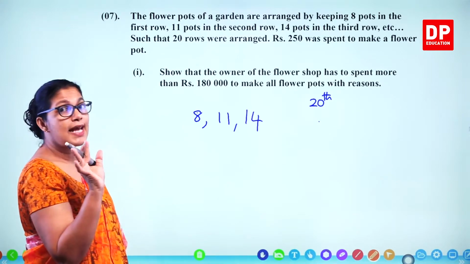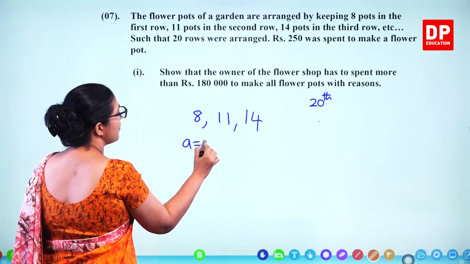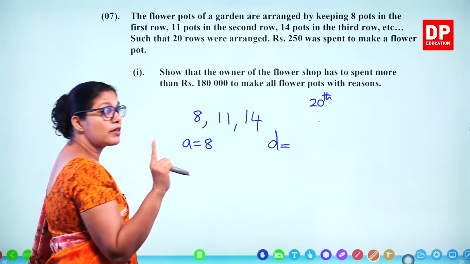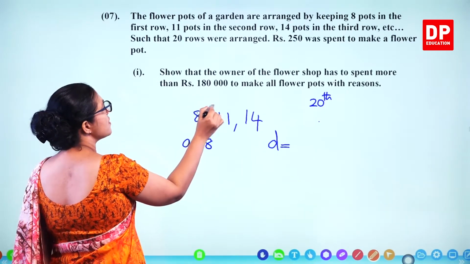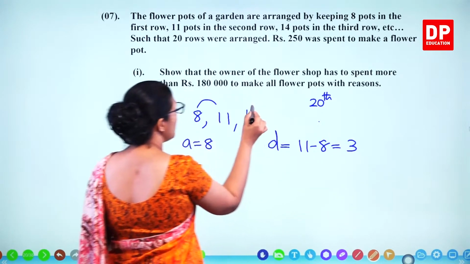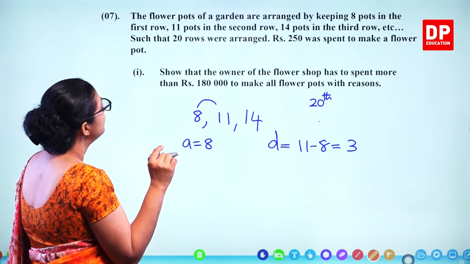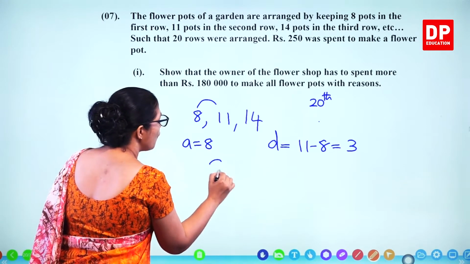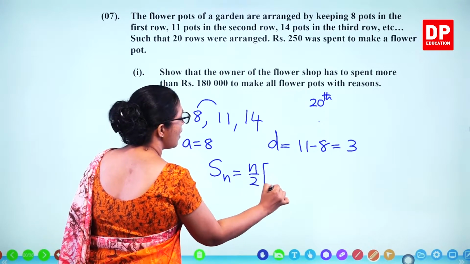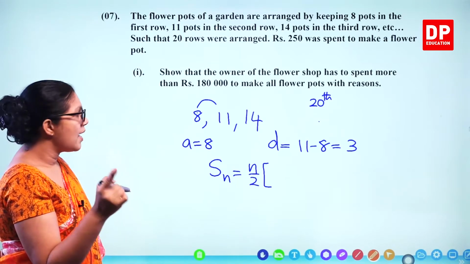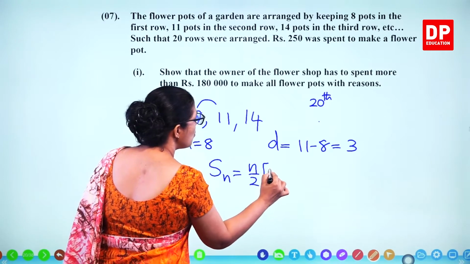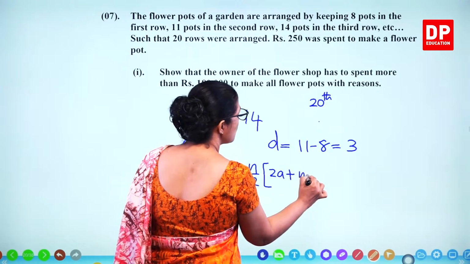So that means Sn. What's the first term? 8. And this is arithmetic progression. The difference is 11 minus 8, 3. Always the difference is the same. So how you find out Sn? N over 2, either A plus L or the other formula. We don't know the last term, 20th term. So we'll use the other one, 2 times A plus N minus 1 D.